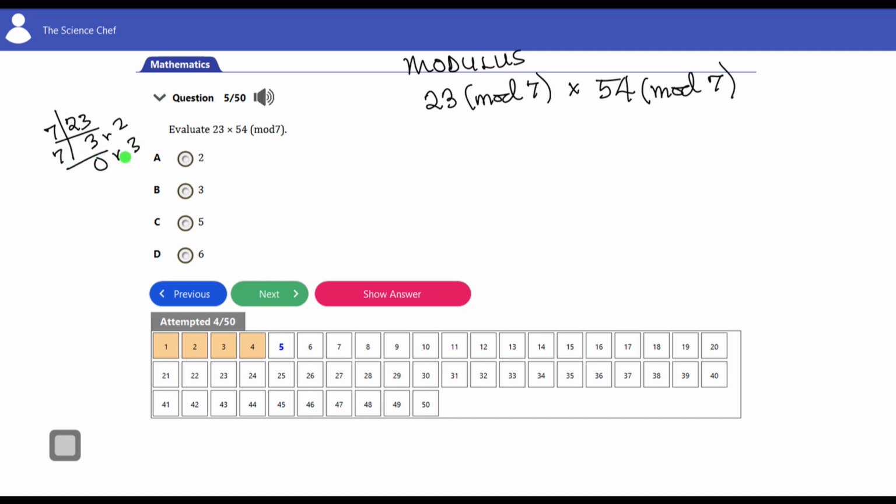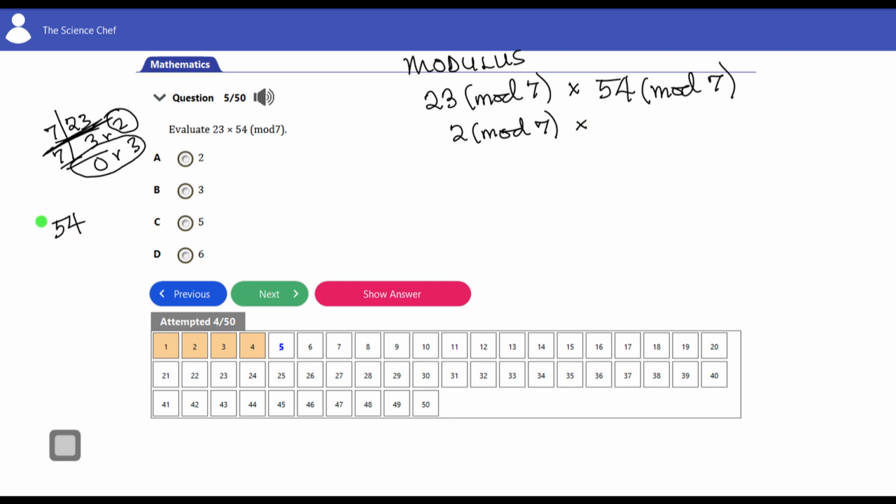But in modulus, you don't get to this stage. You only stop here. Once you carry out the first division, you pick the remainder as your answer. Are you together? You pick the remainder as your answer. So in this case, this is 2 mod 7. 23 mod 7 is the same thing as 2 mod 7.